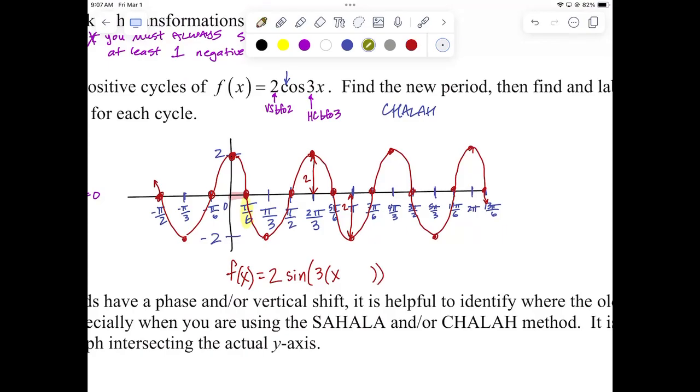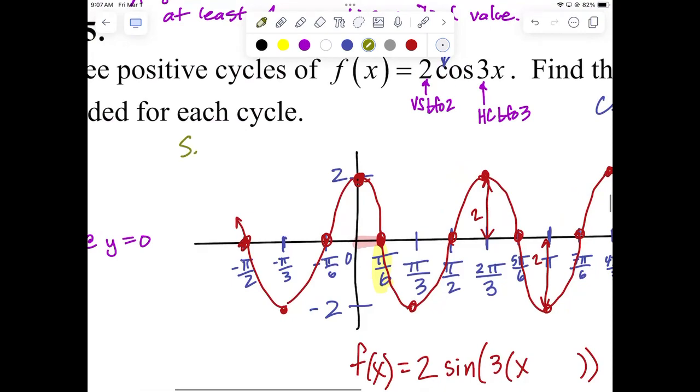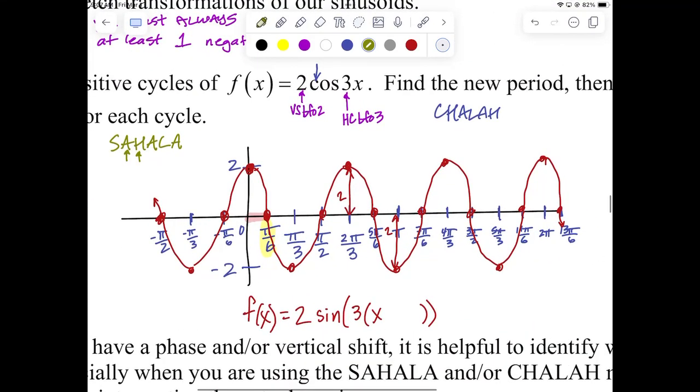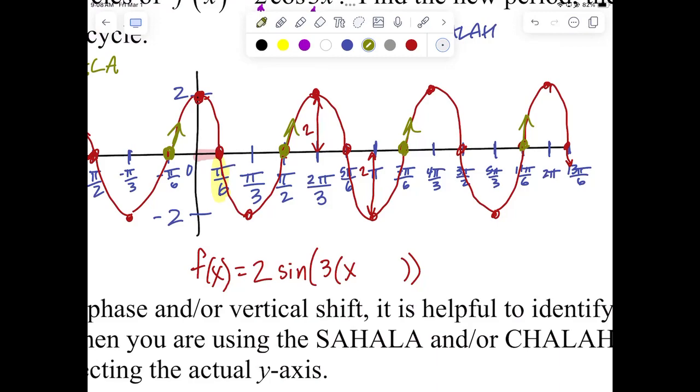Now, here's how we figure out the phase shift. If we want to write a sine equation, all we got to do is shift over to a point where we're on the axis going high. We have lots of places we're on an axis going high. I see at negative pi/6, I'm on an axis going high. At pi/2, I'm on an axis going high. 7 pi/6, I'm on an axis going high. And 11 pi/6, I'm on an axis going high. Okay? So here's what we could do. If I wanted to shift over to negative pi/6, I would have to put a plus pi/6 right there in my horizontal shift. Because plus pi/6 actually moves the graph which direction?